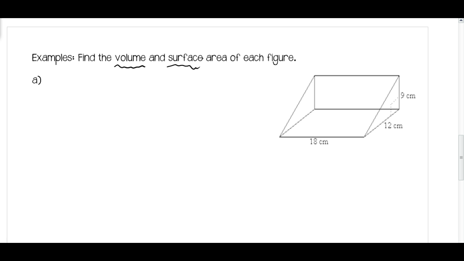And remember, for a prism, the bases are the parallel and congruent faces. So we're looking at these 2 triangles as the bases. So this one's kind of on its side, on one of its sides. And notice the right angle marker here. So these are going to be right triangles.